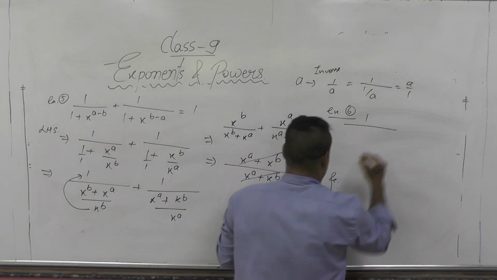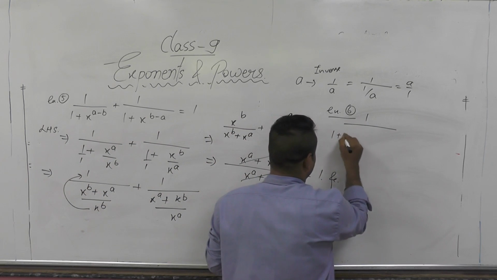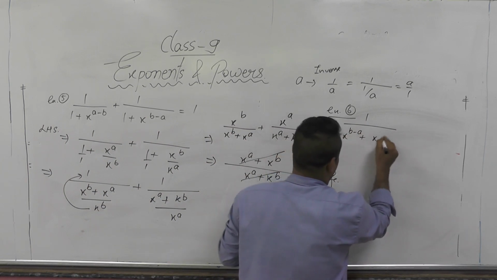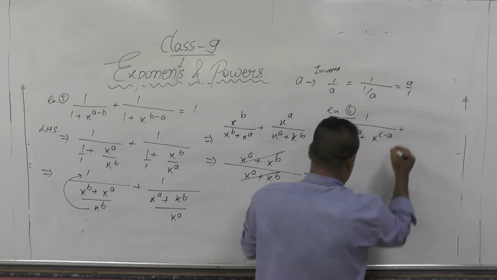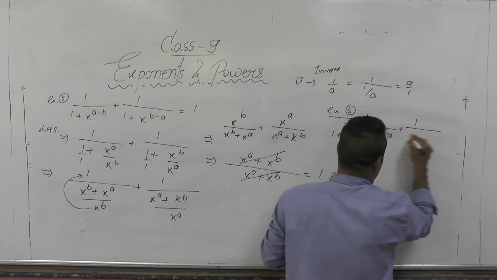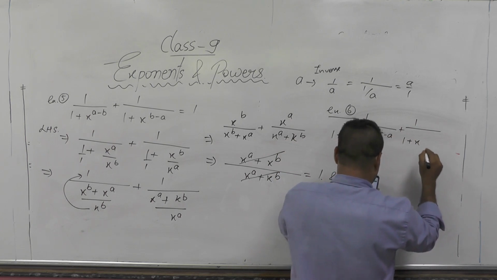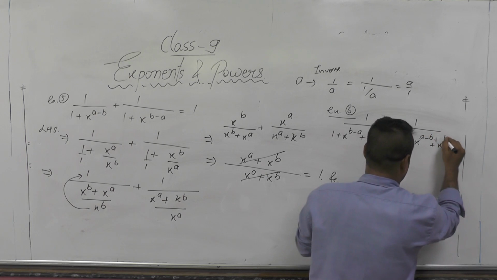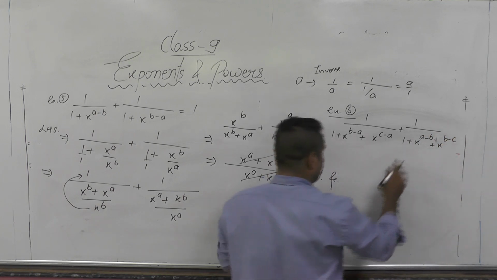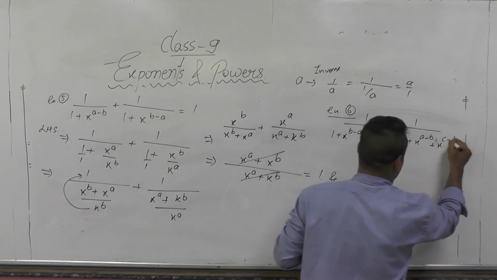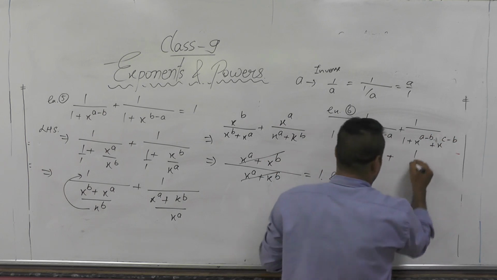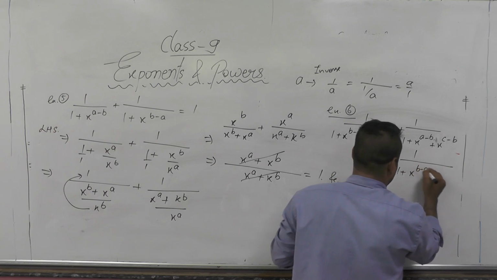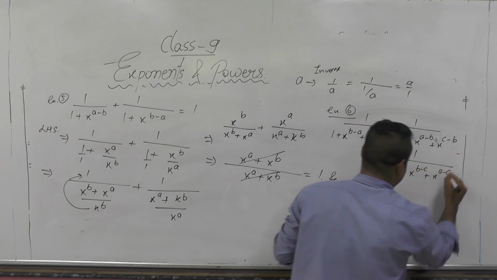It is 1 upon 1 plus x to the power b minus a plus x to the power c minus a, plus 1 upon 1 plus x to the power a minus b plus x to the power c minus b, and plus 1 upon 1 plus x to the power b minus c and plus x to the power a minus c.